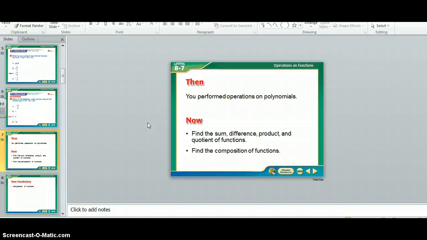Okay, so we're still in chapter 8, we weren't able to fit this into the unit for the test you just took on Monday. So before we were able to perform operations with polynomials. Now we're going to find the sum, difference, product, and quotient of functions. And we're also going to find the composition of functions. So please take good notes, follow along. Feel free to stop and rewind this video if I ever go too fast and you miss anything.